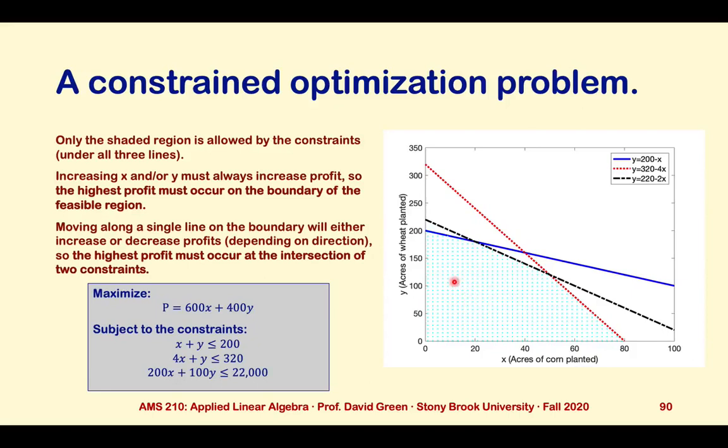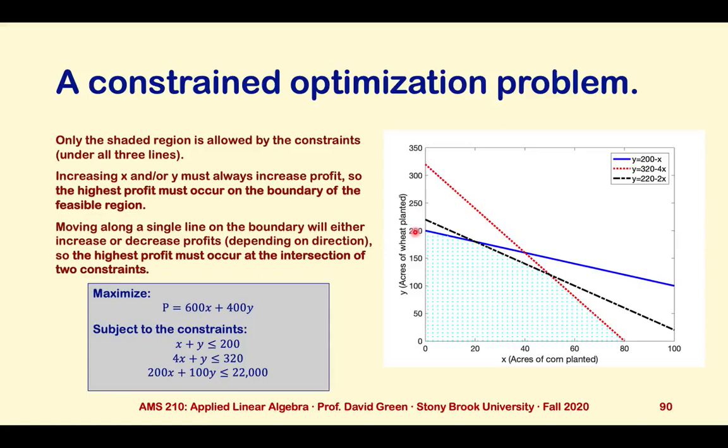So if I start here, I can always move up, and that would increase profit. I can always move to the right, that would increase profit. And so the only place where we know we can't necessarily move up or right is when we're on one of these lines. This tells us that the highest profit has to lie somewhere along these boundary lines.